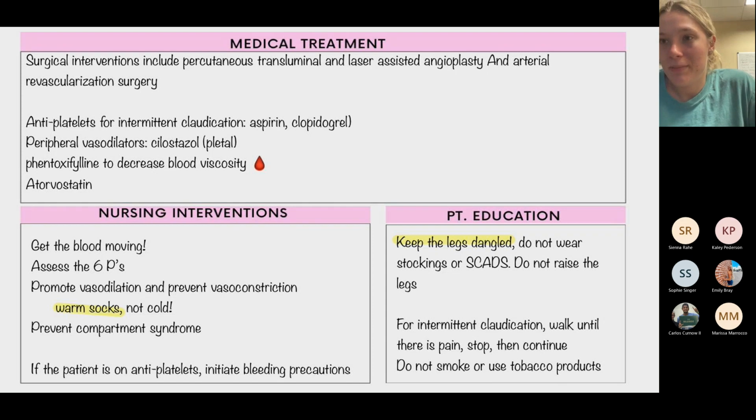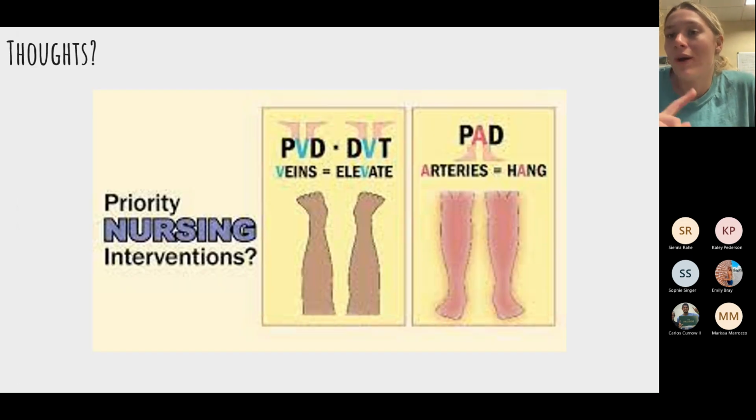So what do we do for these patients? Well, if blood has a hard time getting down, have them keep their feet down. If we have them elevate their feet, now we've just worsened the problem. So really helping them keep their legs dangled is going to be really, really good. Okay, these patients, we don't want stockings or SCDs, because that's going to reduce blood flow to the lower extremities. So they're quite opposite. I also gave you guys this slide because I think this, in a nutshell, puts it all together.